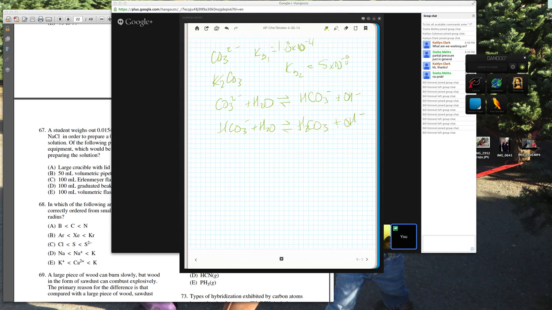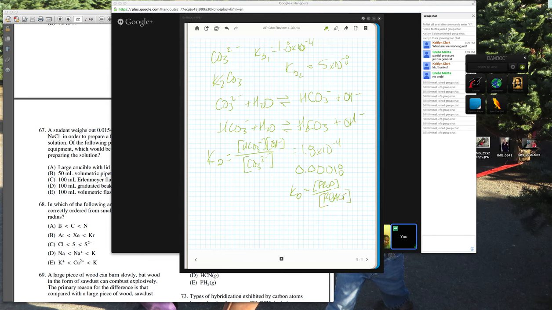So adding these H's on, it's more and more difficult. What's happening is when you think about the KB, it is equal to the concentration of HCO3- times the OH- all over the concentration of CO3 2-. And that's equal to 1.8 times 10 to the negative 4th. Or if I just write it out for emphasis, 0.00018. And remember that KB is equal to products over reactants.